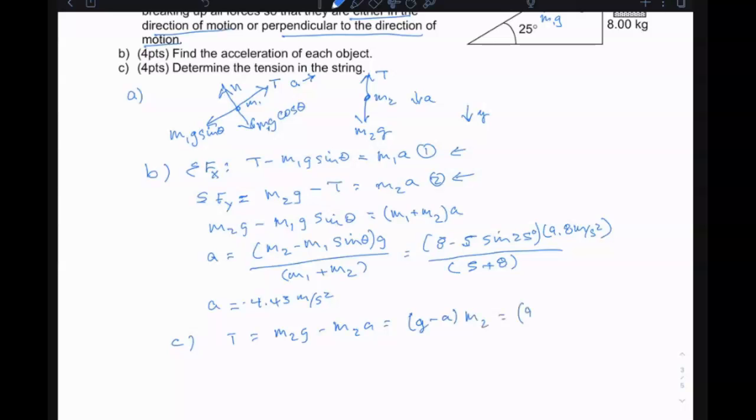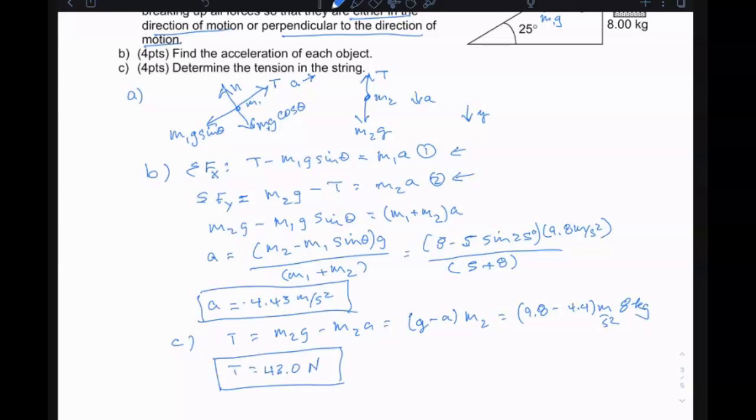which is 9.8 minus 4.4 meters per second squared times mass 2, which is 8 kilograms. And when I solve for that, I get the tension is equal to 43.0 newtons. And that concludes this review of problem 2 in exam 3.